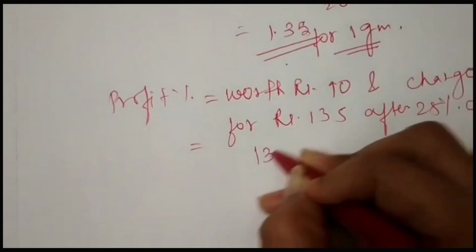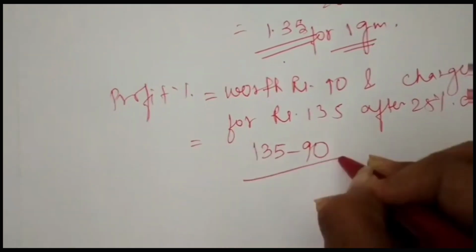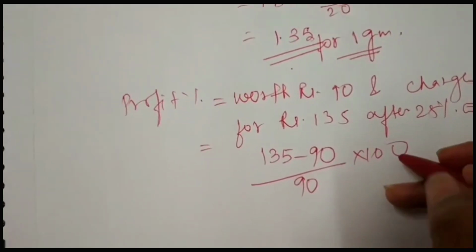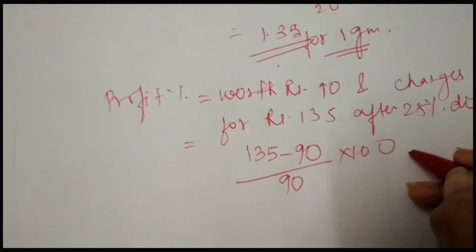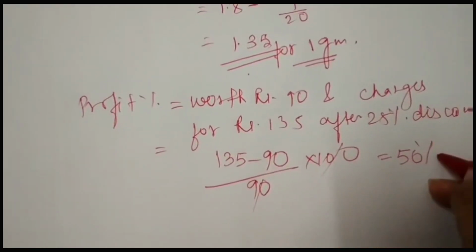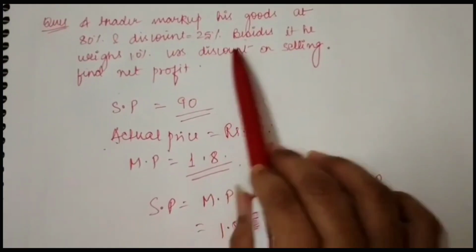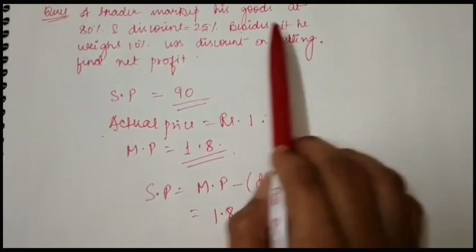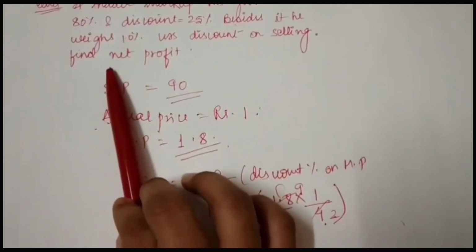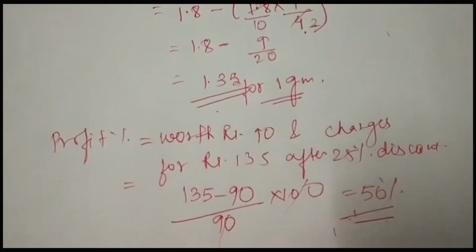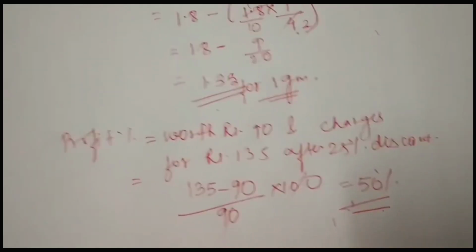सो हम यहाँ लिखेंगे 135 माइनस 90 अपॉन 90 इंटू 100. सेलिंग प्राइस माइनस कॉस्ट प्राइस अपॉन कॉस्ट प्राइस इंटू 100. सो इसको सॉल्व करने पे आपको मिल जाएगा 50%. ठीक है, so 50% is the net profit which we have calculated on the trader's marked-up goods. So with the 10% less discount, he is getting a profit of 50%. So this is the third question. Now we will take more questions related to this.